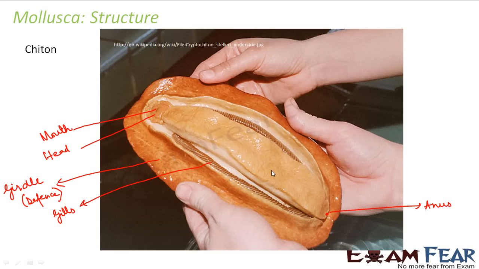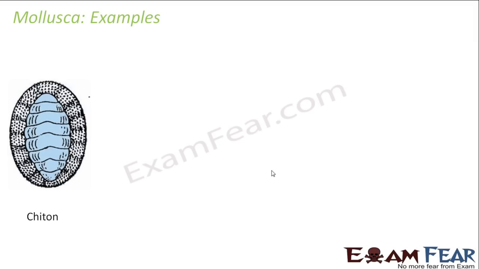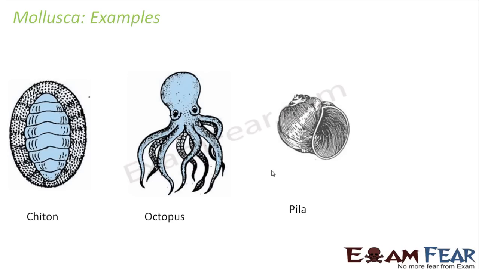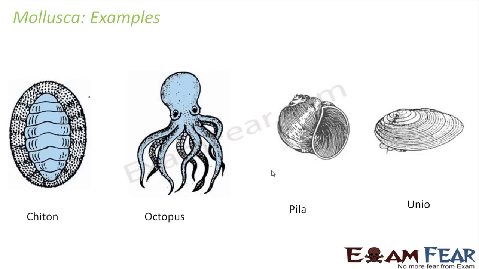By looking at the picture itself, you can guess that it must be very soft. So let us look at other examples of mollusks. Chiton is one of them. We have octopus, which is again a mollusk. We have pila, we have unio. These are all examples of mollusks. They all are less segmented, not too much segmentation is seen. They have a hard exoskeleton. In some of them it is made up of calcium carbonate. In snails it is called shell, whereas in chiton it is known as girdle. So this was all about mollusks.